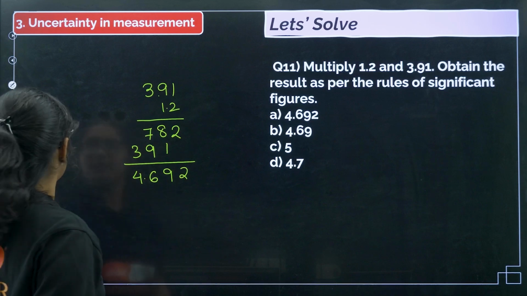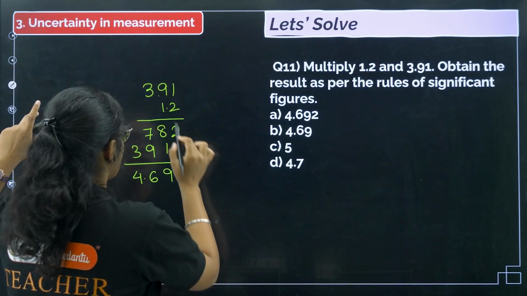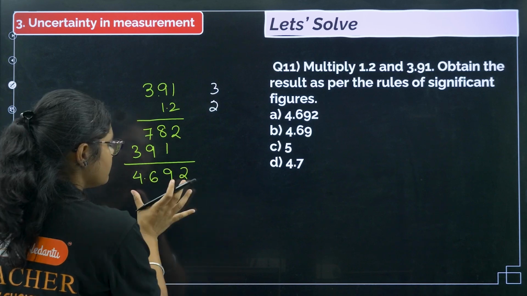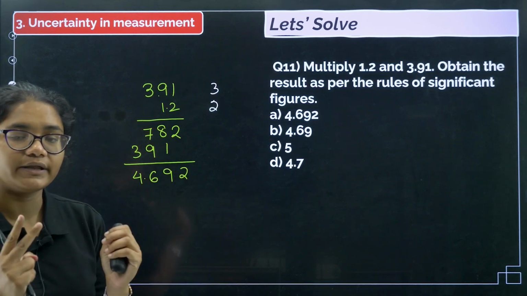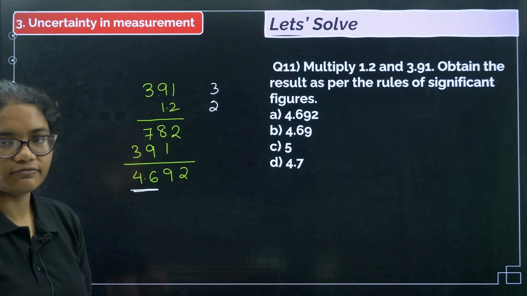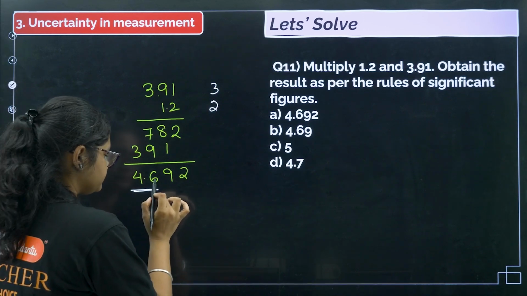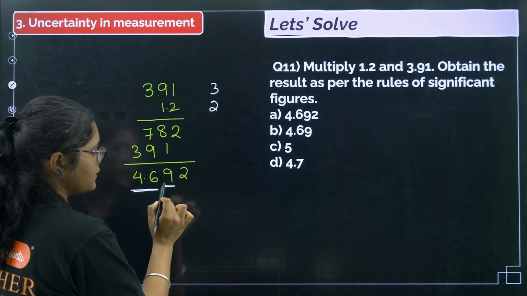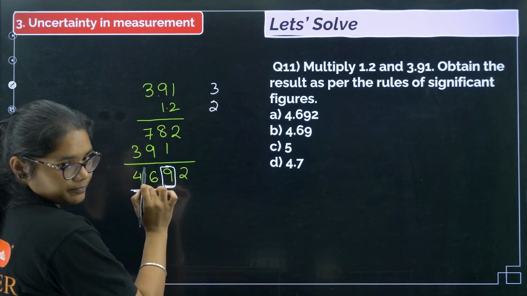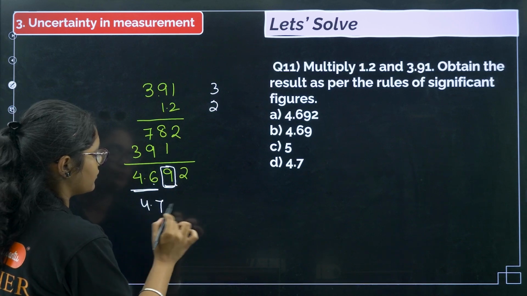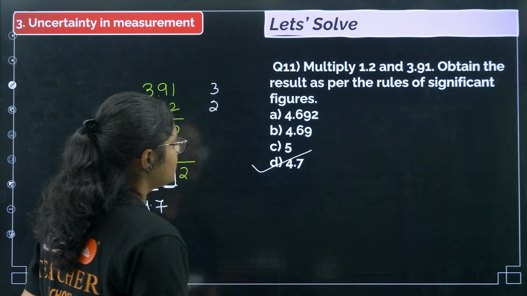Now, in the first number, how many significant figures are there? 3. In the second we have 2. So in the final answer also we need to have only 2 significant figures. Now if you see, this is the last significant figure, and it depends on the next digit. Since that number is greater than 5, this number will increase by 1. So we will get 4.7, that is option number D.